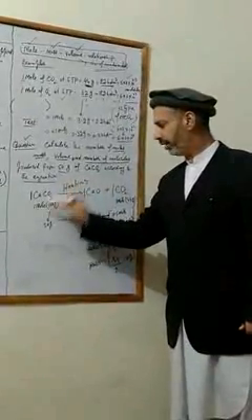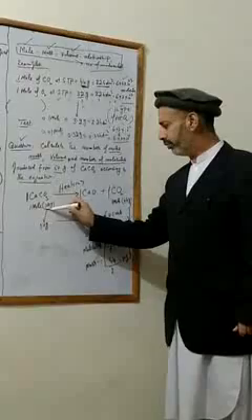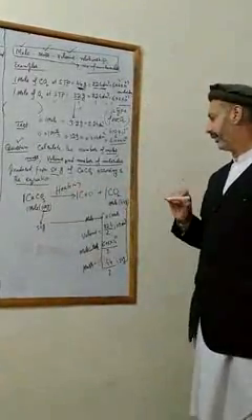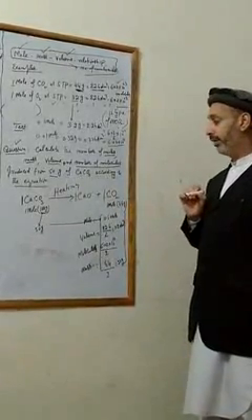Now here I have taken 1 mole of calcium carbonate, which is equal to 100 gram. 100 gram you can easily calculate from the molar mass of calcium carbonate. And here carbon dioxide is 1 mole and it is 44 gram.